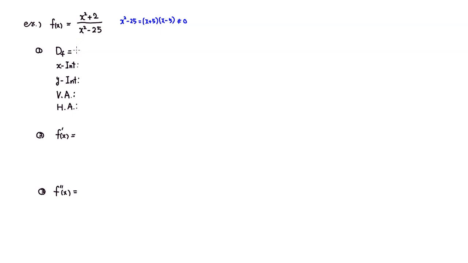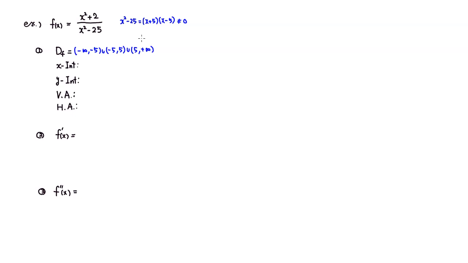So we can say the domain would be negative infinity to negative 5, and we're going to skip negative 5 and go to positive 5, and skip positive 5 and then go all the way to infinity, right? So that's the domain. So all real numbers except for positive 5 and negative 5.